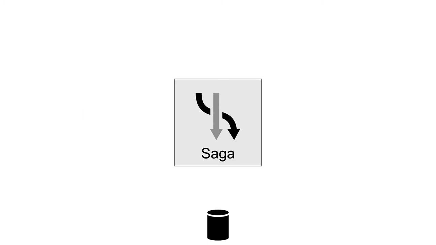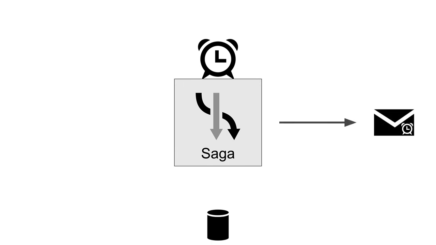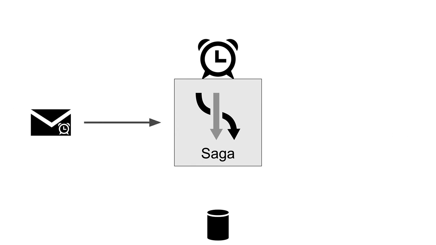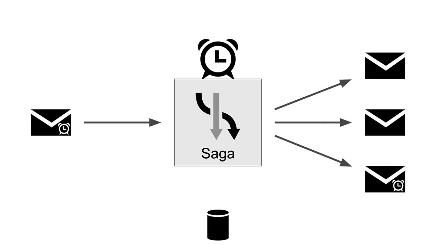But that's not all a Saga can do. A Saga also has a timeout feature, which functions like an alarm clock. The Saga can request a timeout as a reminder to wake up later, and when the time comes, that message returns to be processed by the Saga, continuing the process.